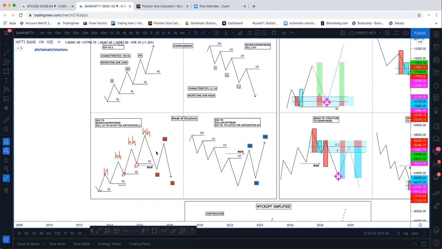Once we identify that and we get this break of structure, once price pushes below this higher low, once price disrespects the low, and then we get a lower low, that's now the characteristic of a downtrend. If that's the first characteristic of a downtrend, we just got a lower low. The next thing I'm expecting is to get a lower high and sell from the lower high to catch the next anticipated lower low.